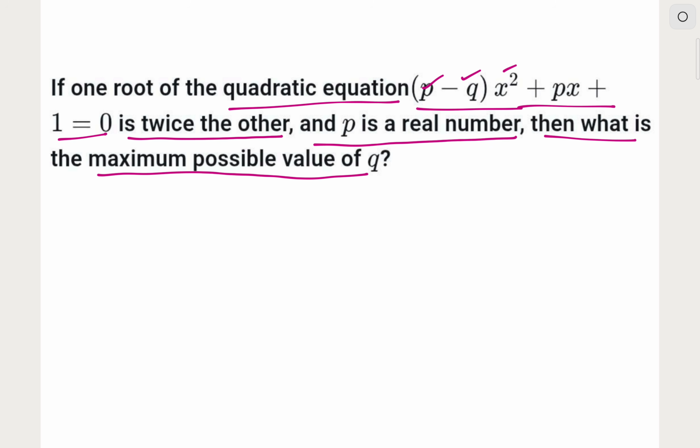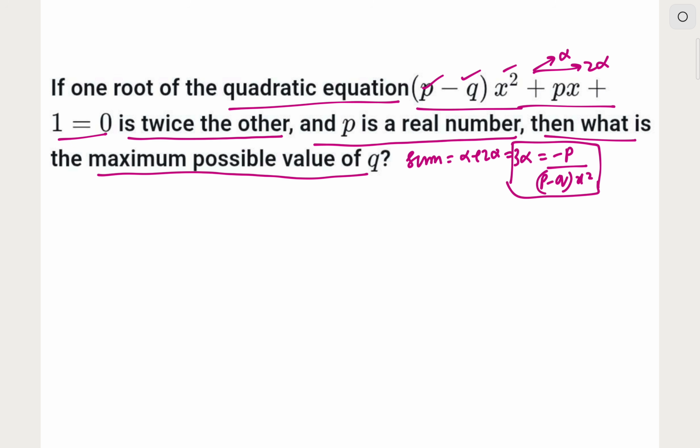First of all, we have to imagine the two roots of this equation. Given that one root of the quadratic equation is twice the other, we can assume that the roots are alpha and 2 alpha. So the sum of roots, alpha plus 2 alpha, is equal to 3 alpha, which is equal to minus b by a. Minus b by a here will become minus p by (p minus q) into x square. So we have got equation number 1 from here.